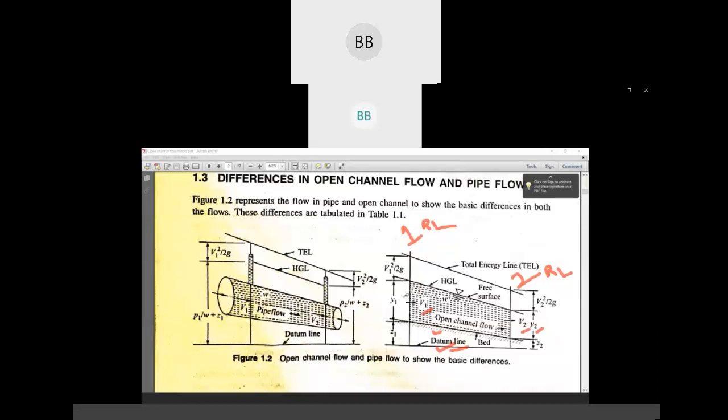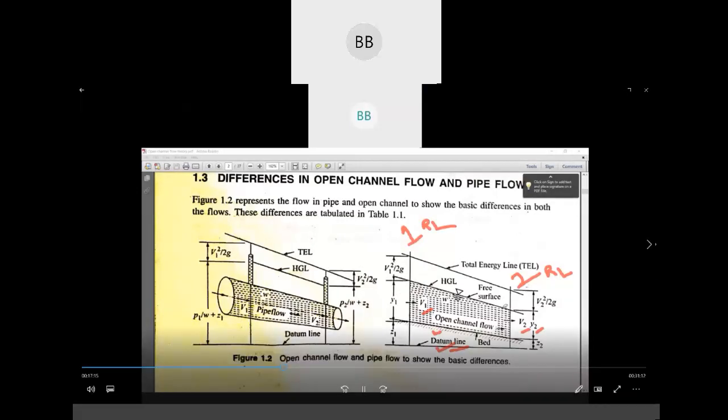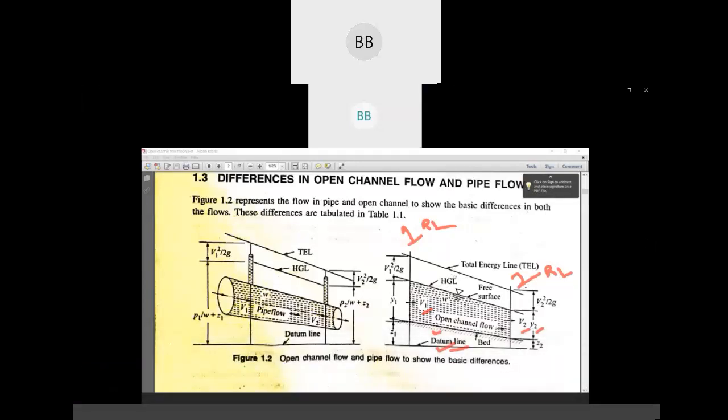And what is the hydraulic gradient line? If you join the water level in the first section and the water level in the second section by a straight line, that is your hydraulic gradient line, HGL. See, when I am saying this is a kinetic head, what is the expression for kinetic energy? Any idea?